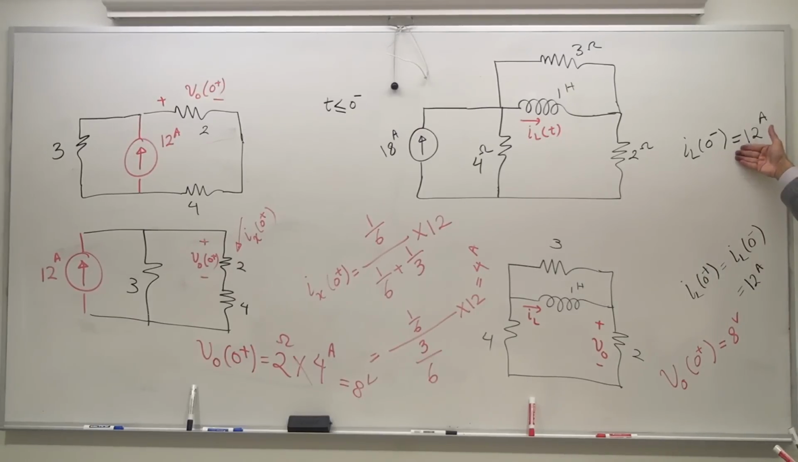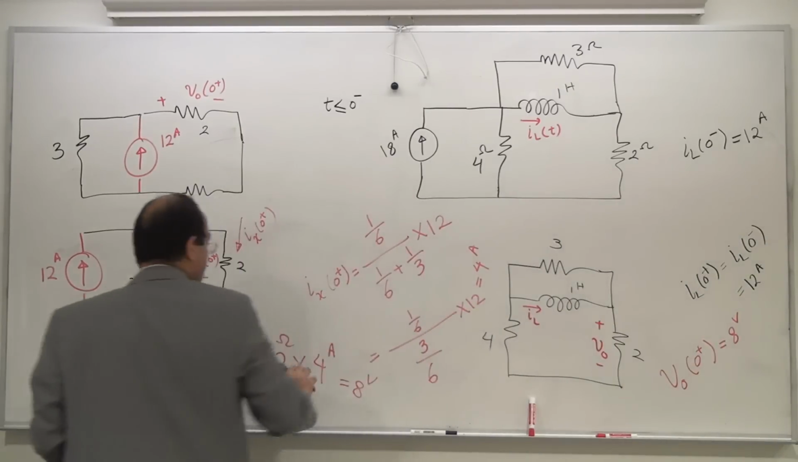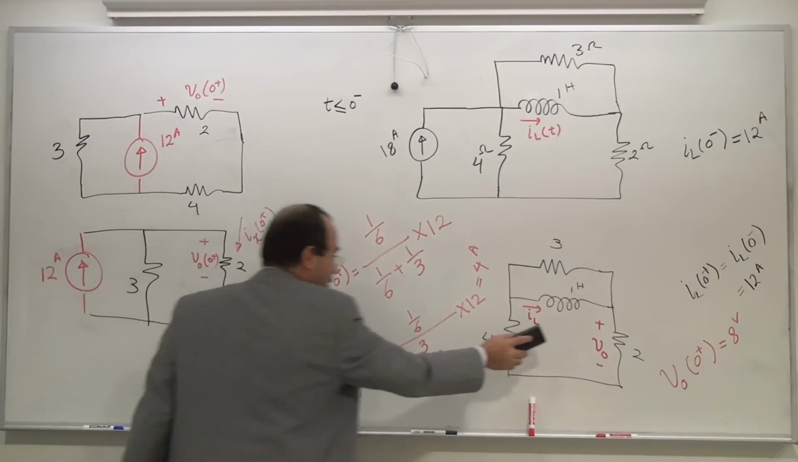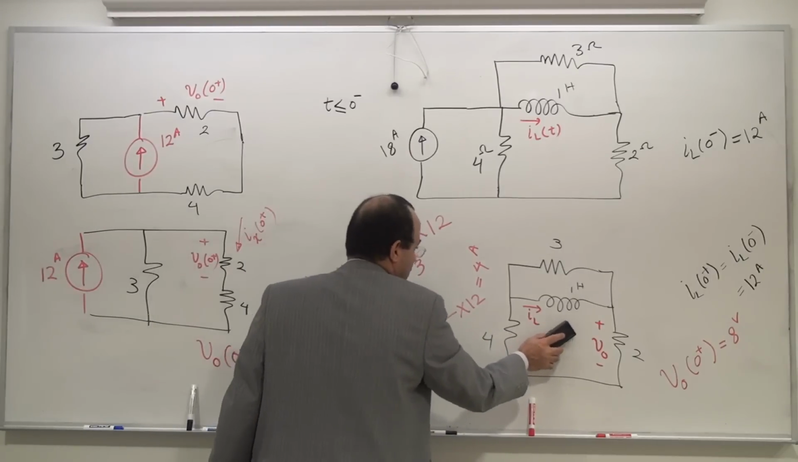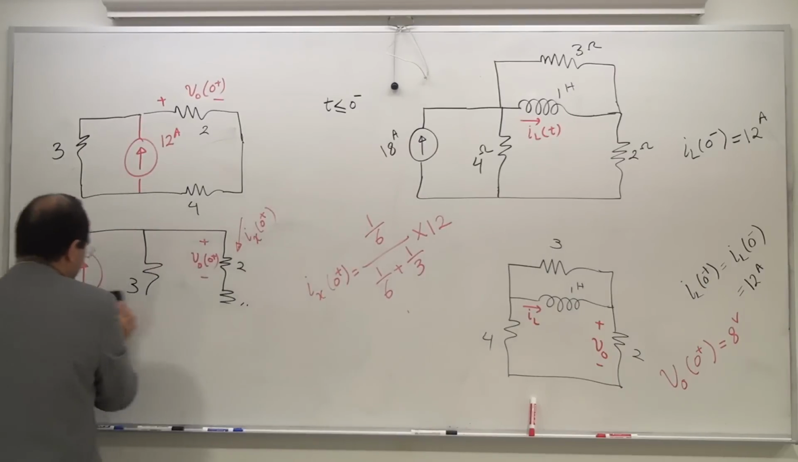First IL 0 minus, then IL 0 plus, then current source, then VO 0 plus. One unknown so far, you found it. I'm going to erase, and then I'm going to attack the same system. This is the system I want to attack. Remember, this is the system I want to find VO of T.